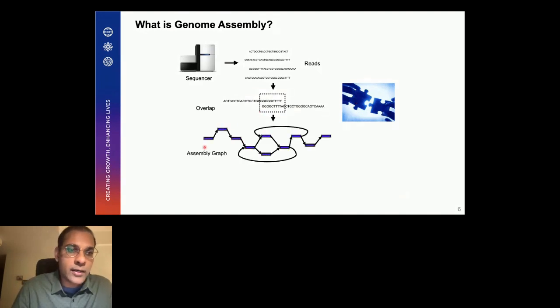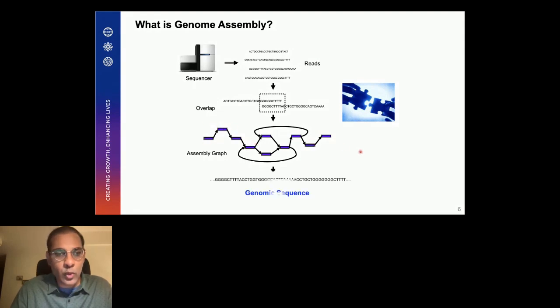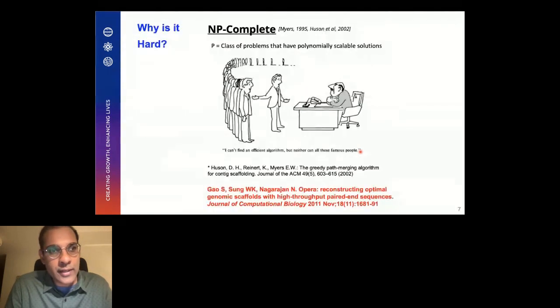And we can draw a graph that we call an assembly graph, where reads are nodes and edges capture overlap information. And then potentially a path through this graph gives us the genome of interest. Of course, this is a simplification of the problem, and this has been studied mathematically for many years now.